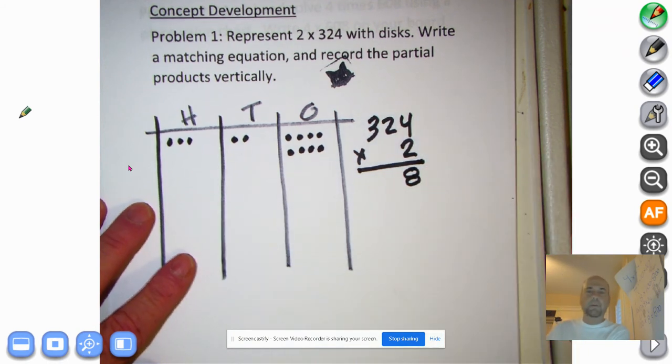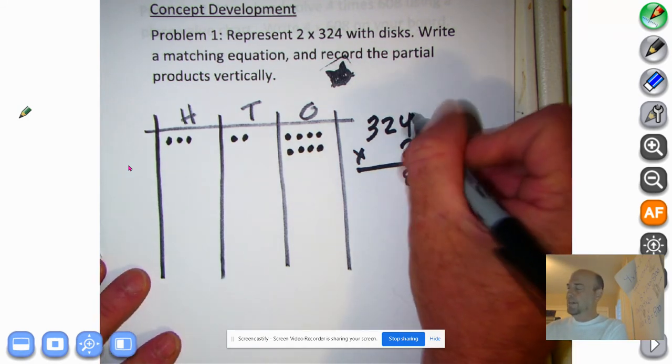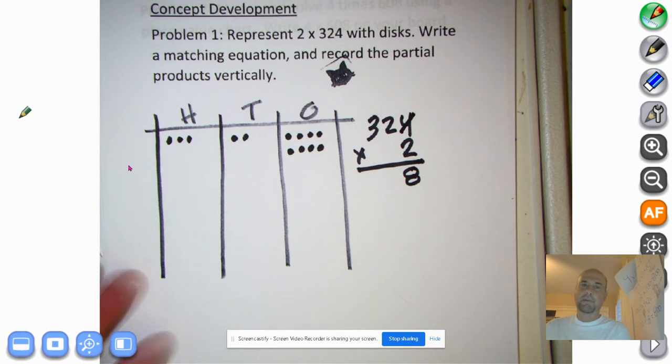Now this isn't in the Eureka Math book. This is something that Mr. Leggett just likes to do. He says, okay, see ya. The 4 is done. We're through multiplying the 4 right now.